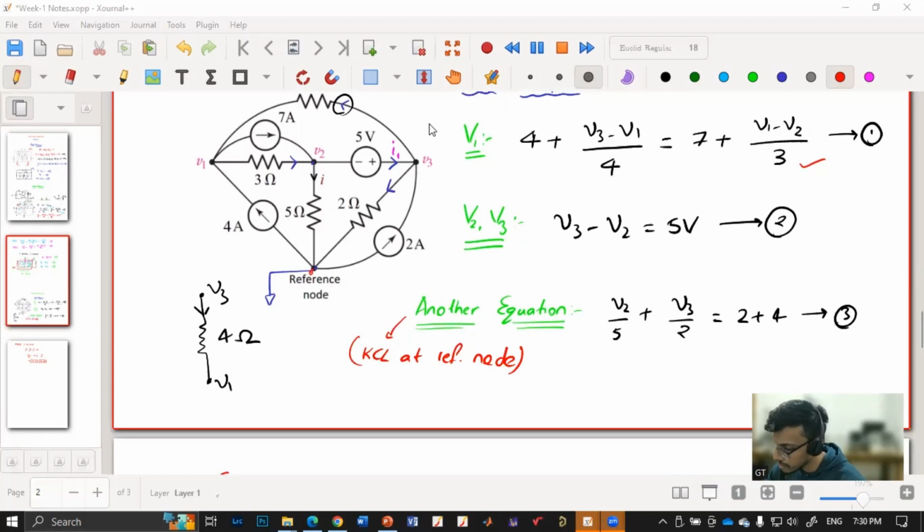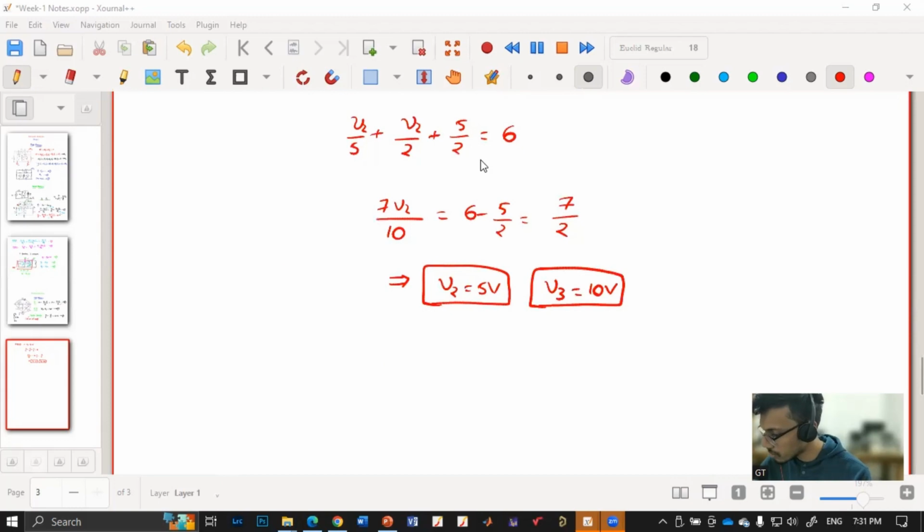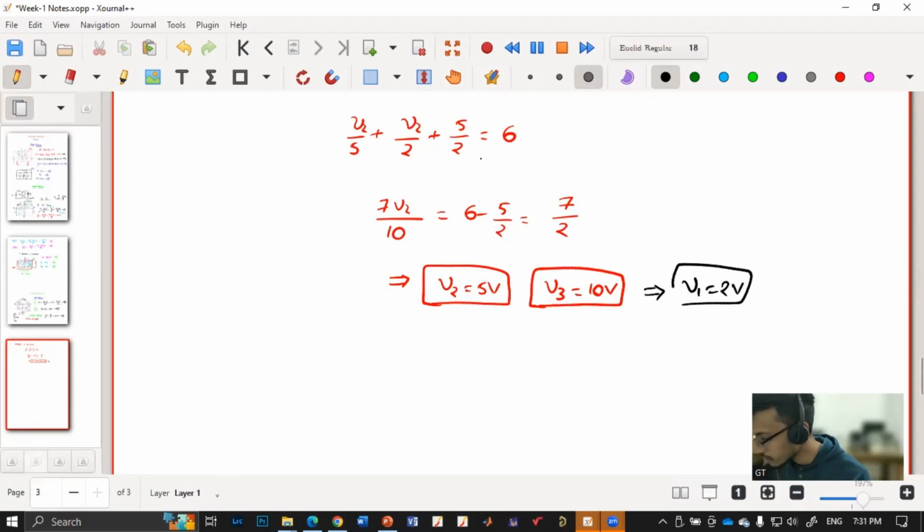Yes, V1 is equal to 2 volt. Can someone confirm whether they are getting V1 as 2 volt? Yes, sir. Okay, then I'm not solving, I'm just directly writing V1 is equal to 2 volt. So now we got V1, V2, and V3.